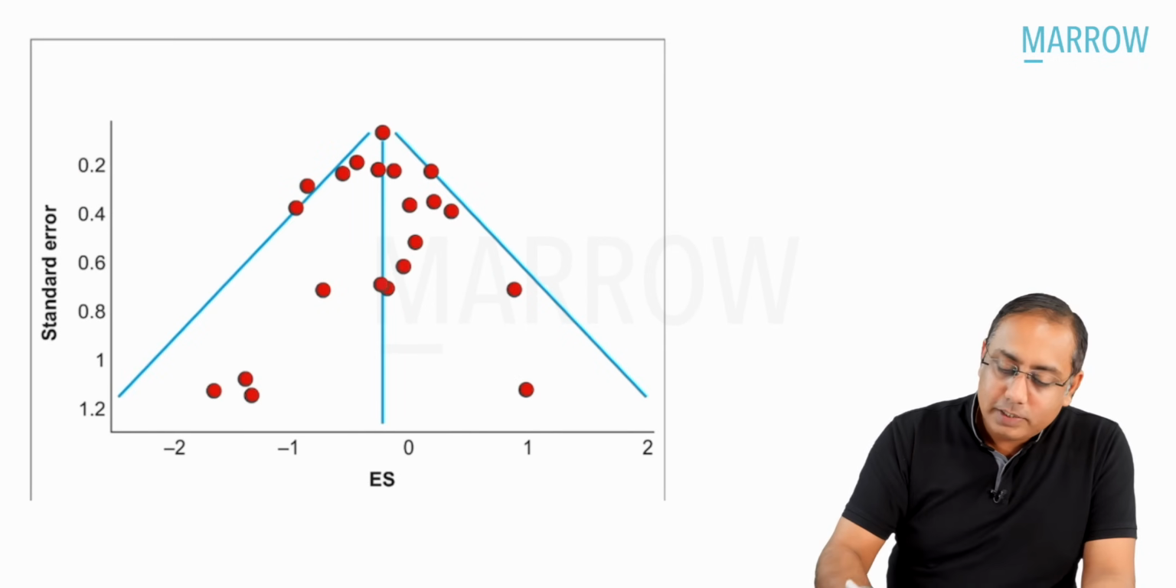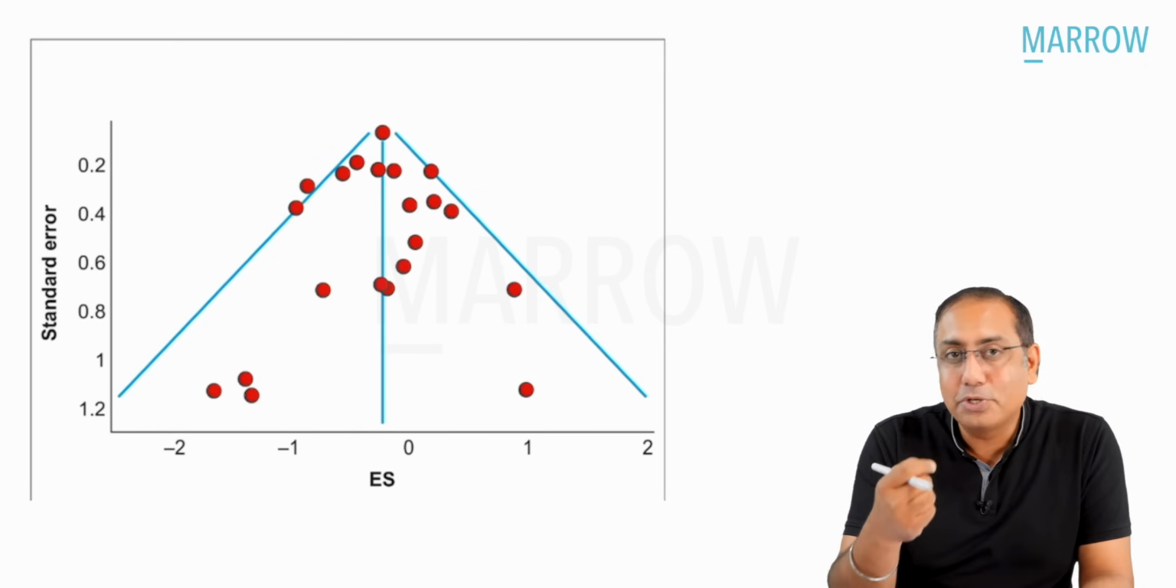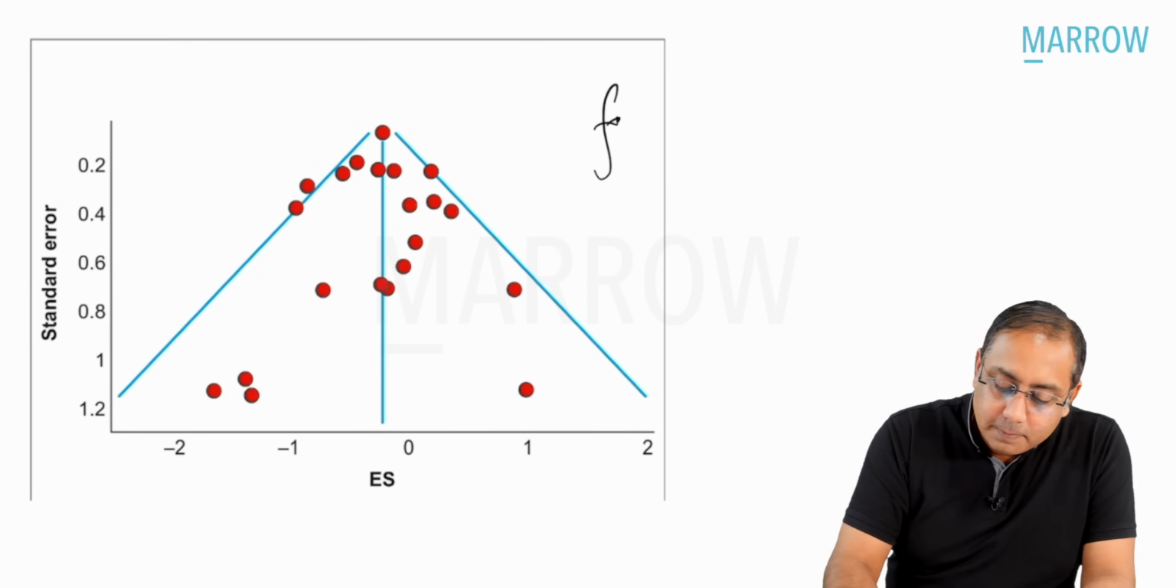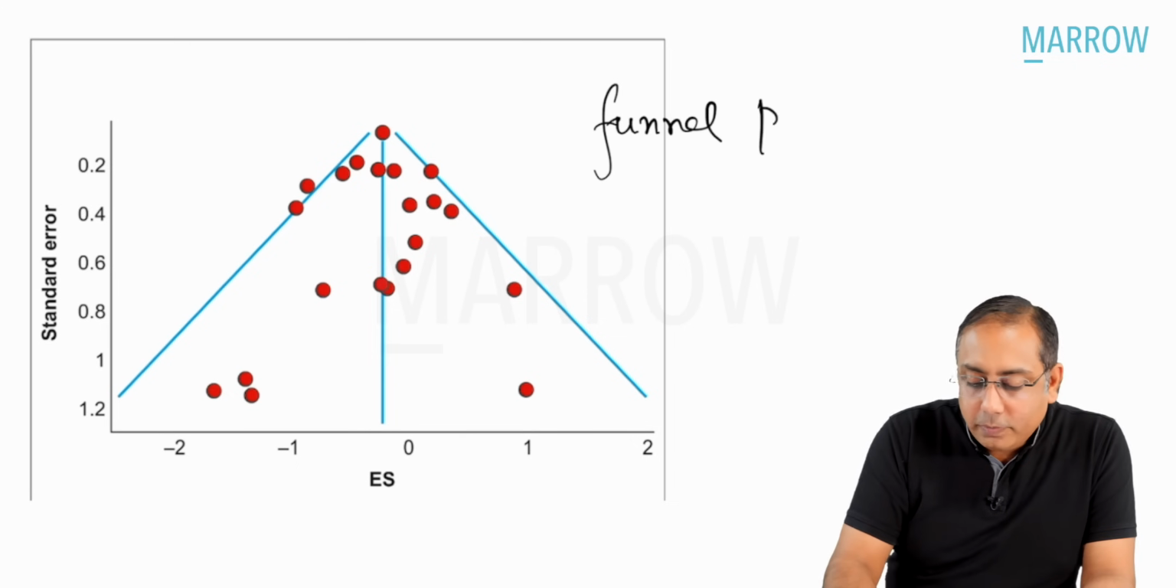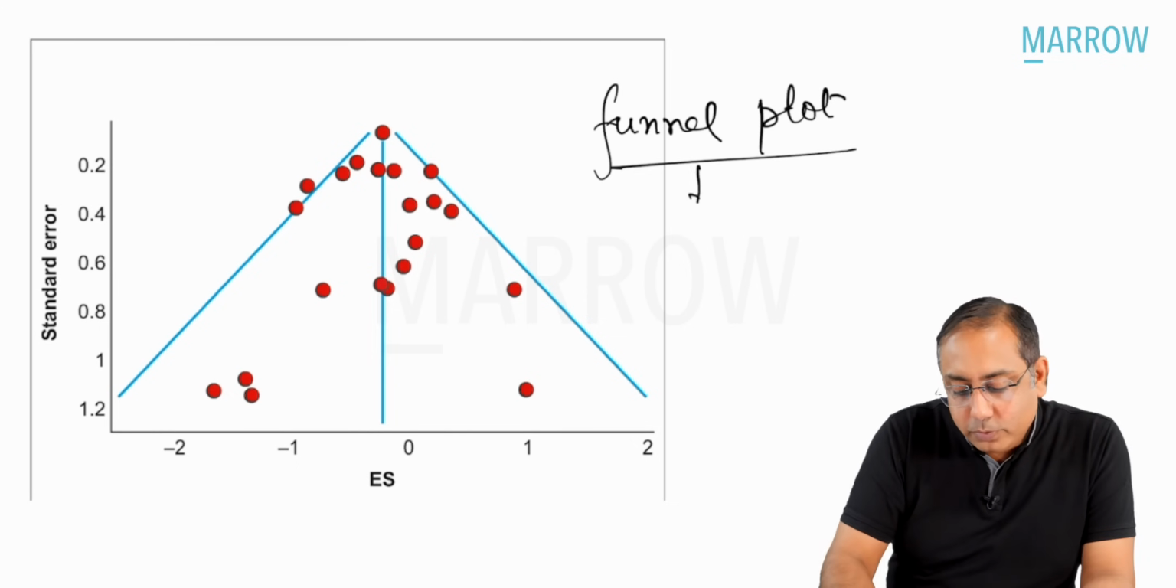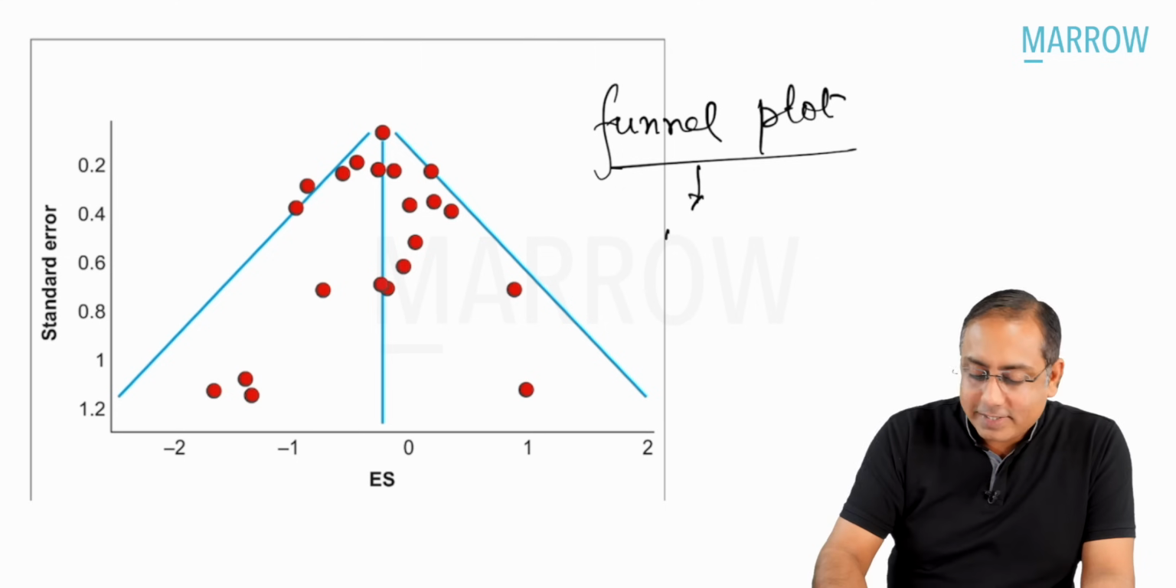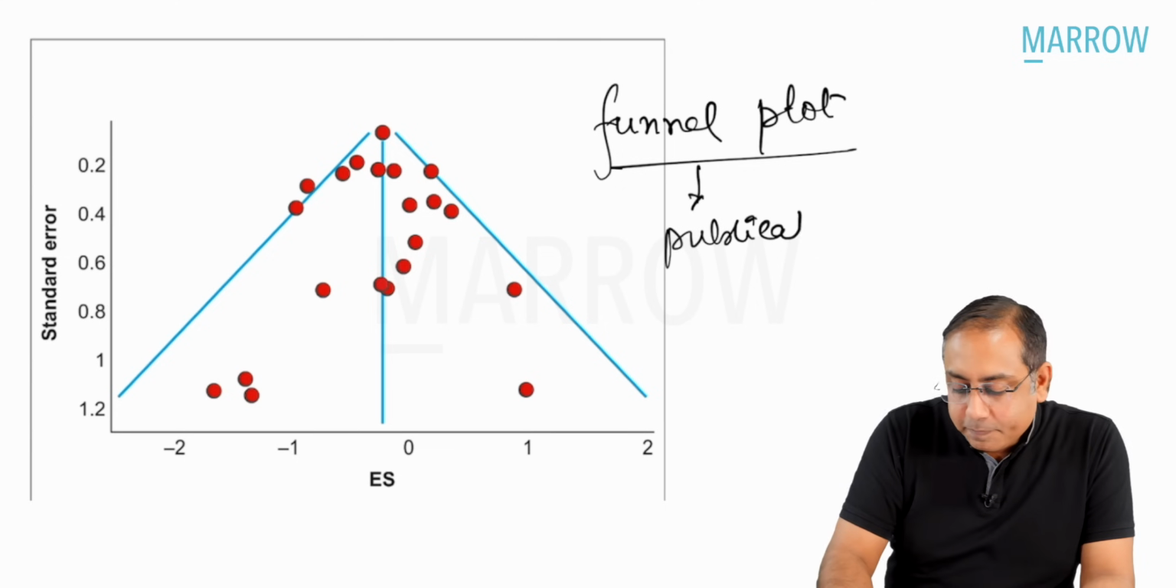What do you see here? This looks like a scatter plot. It's actually not a scatter plot. It is called a funnel plot. Why do we call it a funnel plot? What is the use? The specific answer is that it is seen in publication bias.